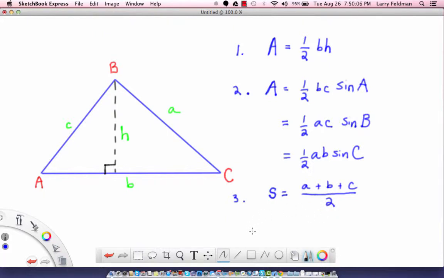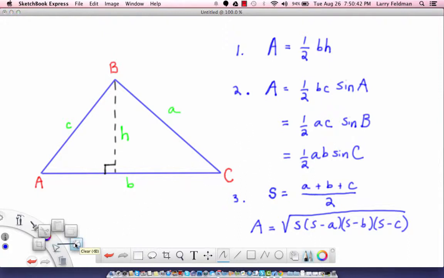And the area of a triangle is the square root of S times (S minus a) times (S minus b) times (S minus c). A fairly amazing result, definitely not intuitive, but it is a very useful formula. Okay, so I'm going to clear the screen and let's do some examples.